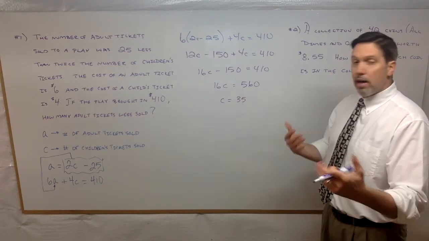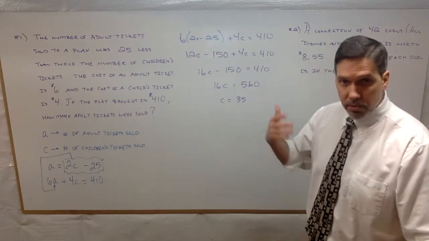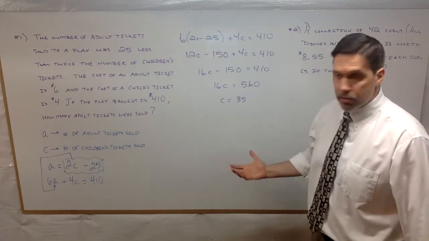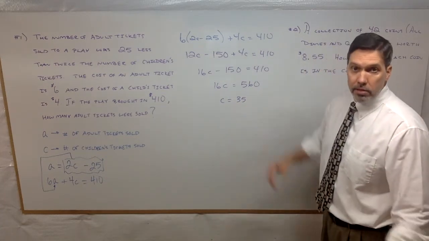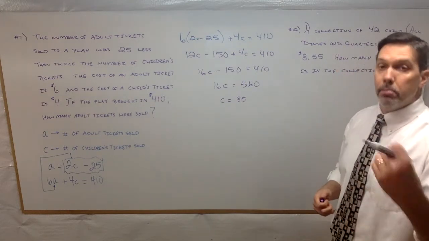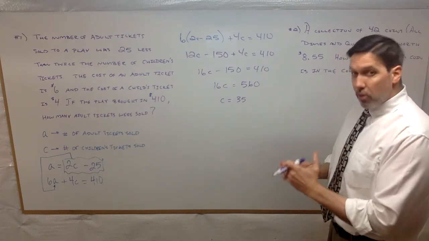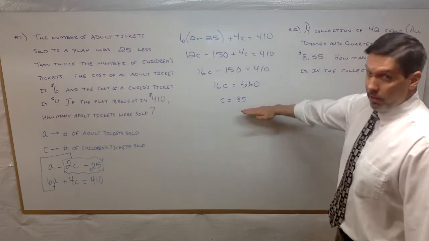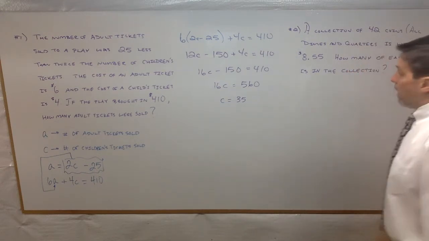So if you got 35.43, we got a problem. You don't sell 0.43 of a children's ticket. So it was very important that this came out not only just an integer, but a positive integer. Right? No decimals, no fractions, no negatives. All right, so 35, what does that represent?